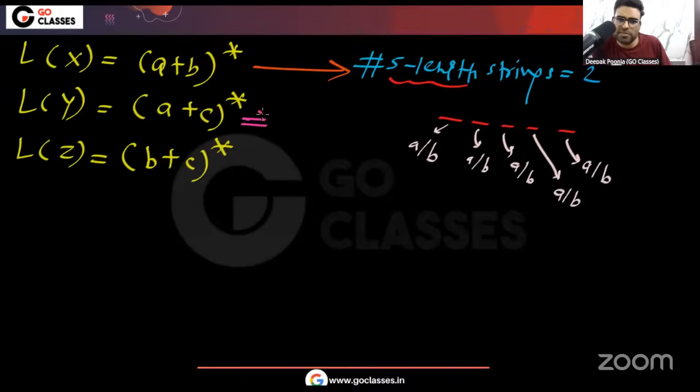Similarly, here also the same thing. You can see 2 power 5, 2 power 5. These many five length strings are accepted.